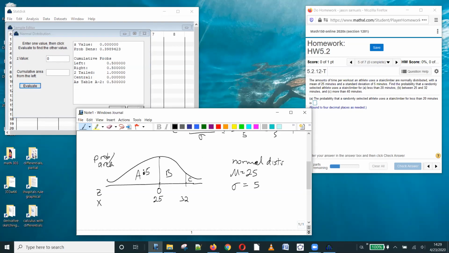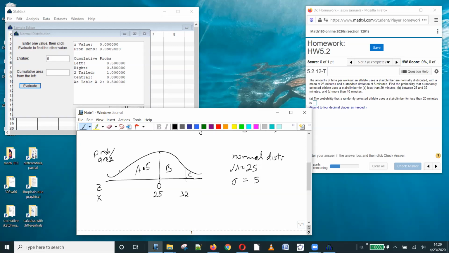Okay, next, we're going to find C, the area to the right of 32. The first thing we have to do is figure out the Z-score.